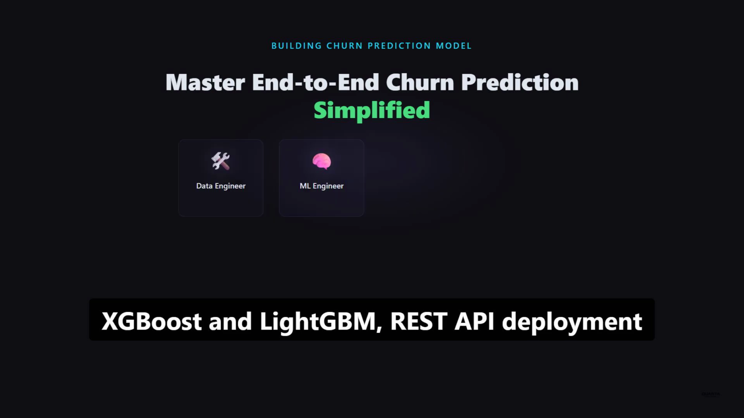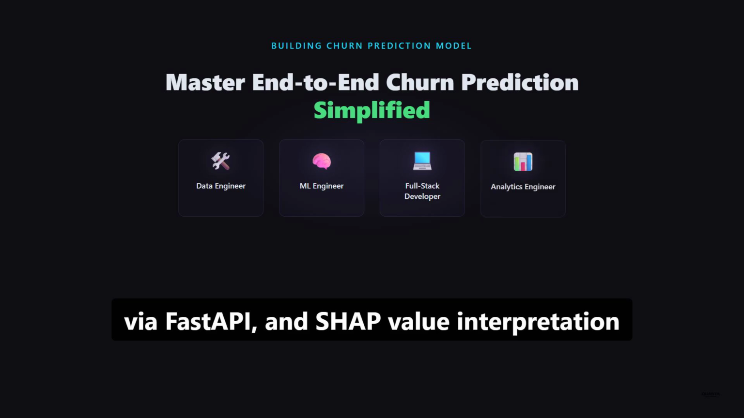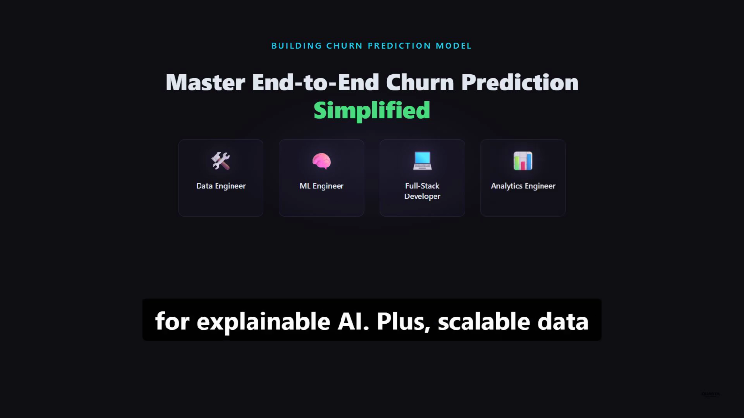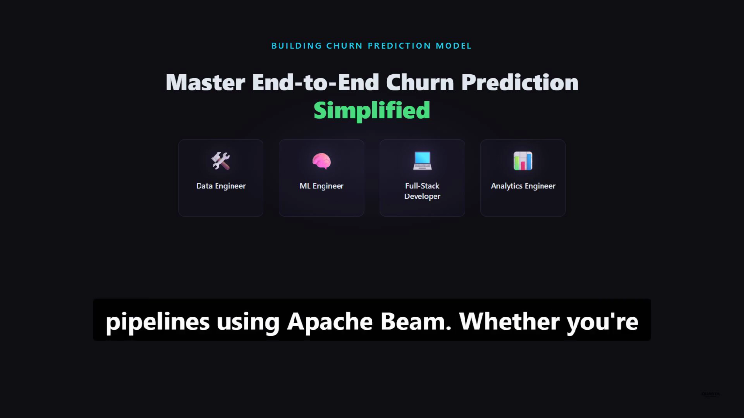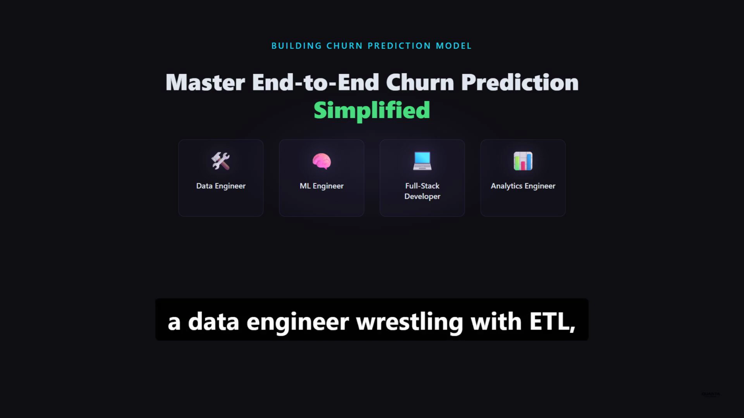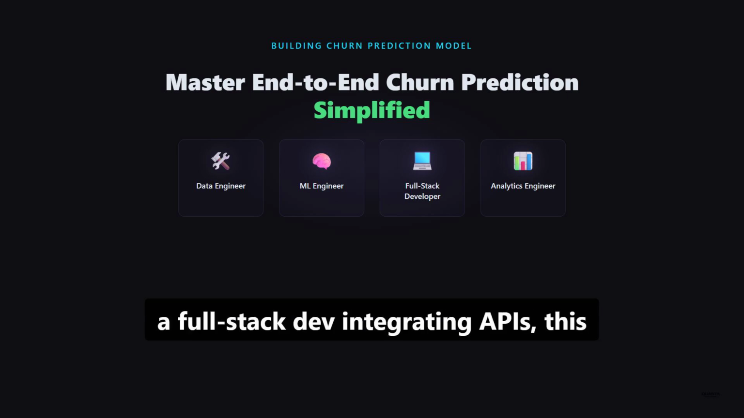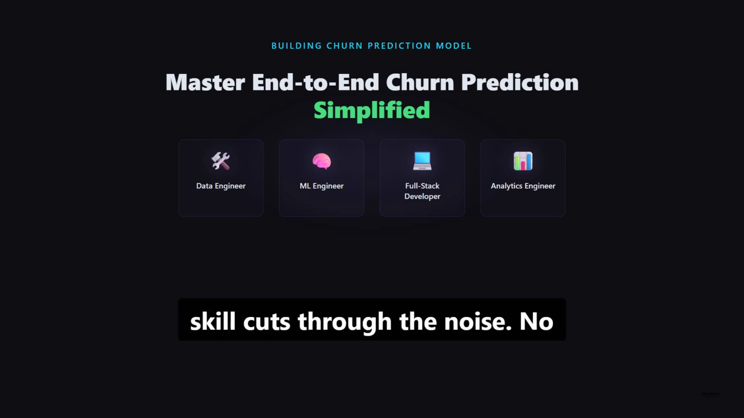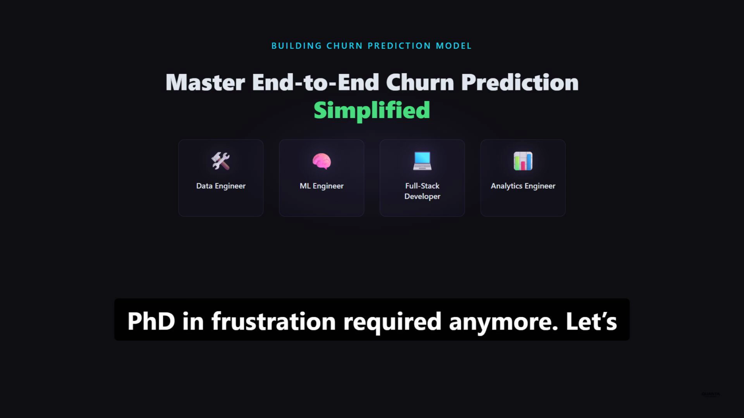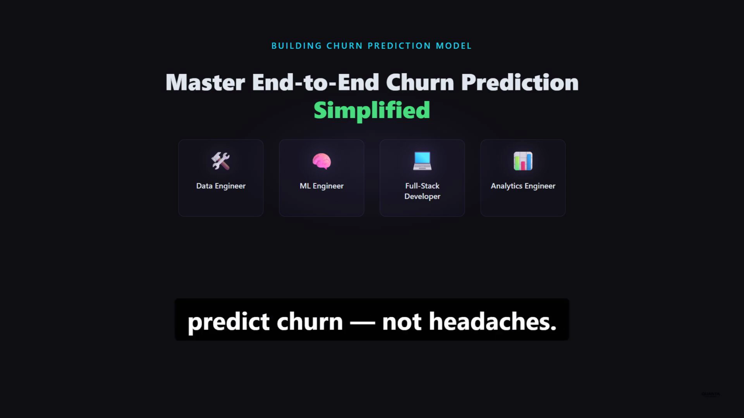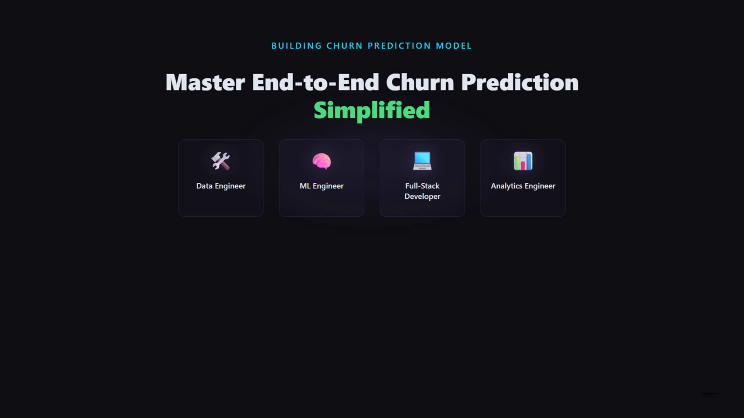and LightGBM, REST API deployment via FastAPI, and SHAP value interpretation for explainable AI, plus scalable data pipelines using Apache Beam. Whether you're a data engineer wrestling with ETL, an ML engineer fine-tuning models, or a full-stack dev integrating APIs, this skill cuts through the noise. No PhD and frustration required anymore. Let's predict churn, not headaches.